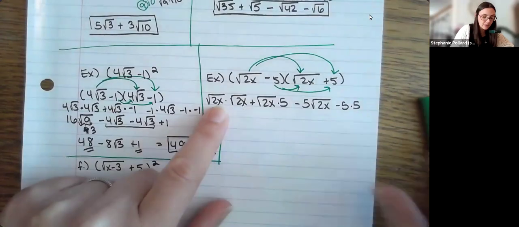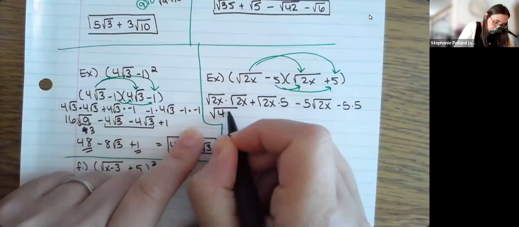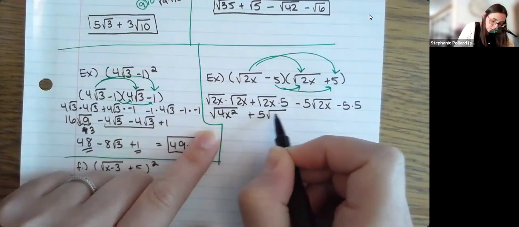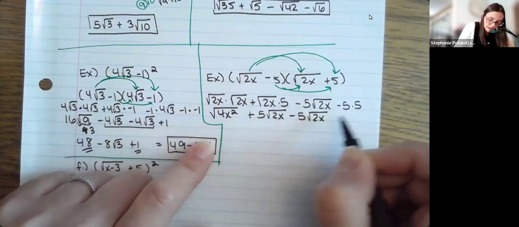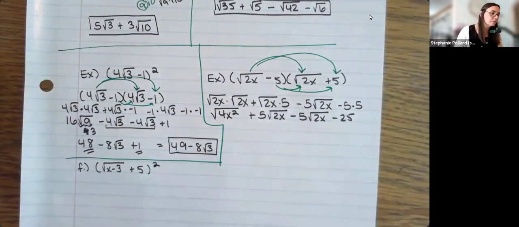Now, when I'm multiplying, stuff on the inside goes together. So you have 2 times 2 is 4, and x times x is x squared. Here I have a 5 on the outside with root 2x. Here I have a -5 with root 2x, and 5 times 5 is 25. So I have a -25 at the end.